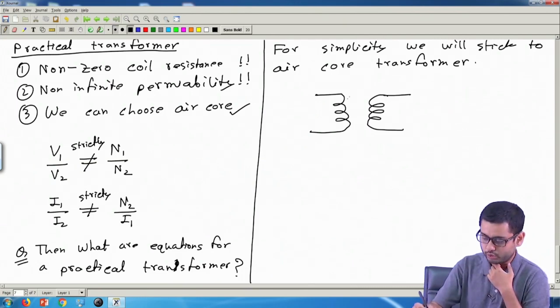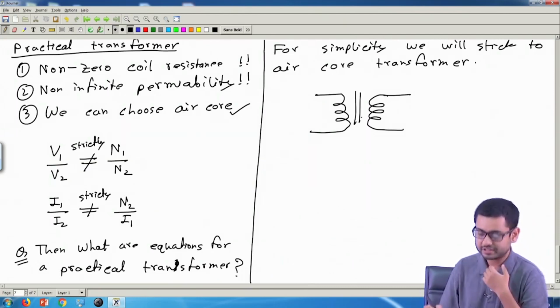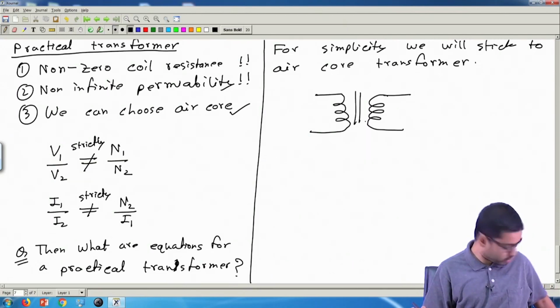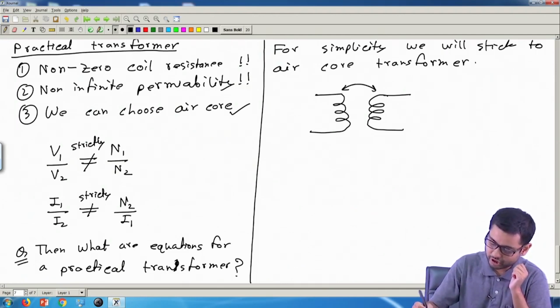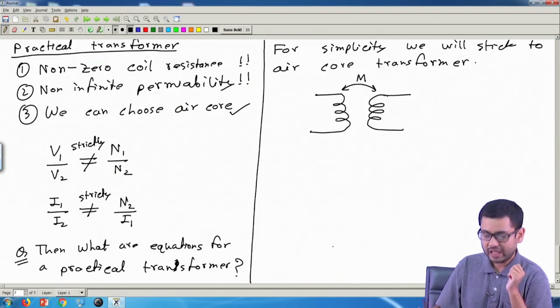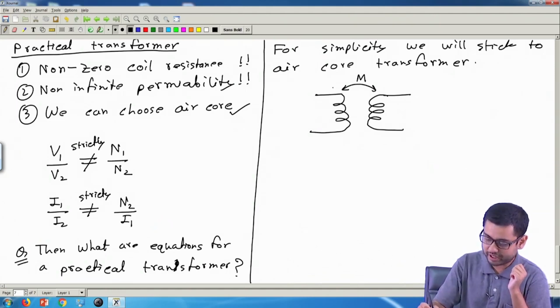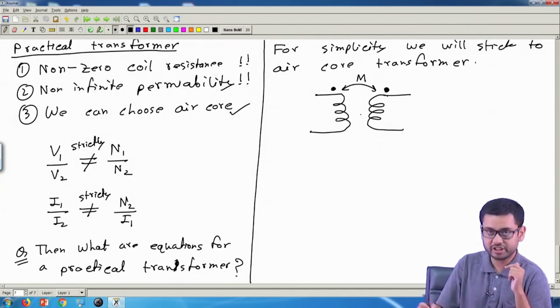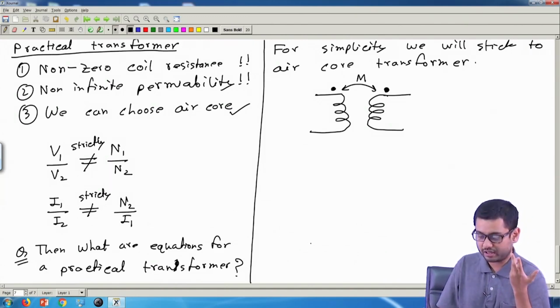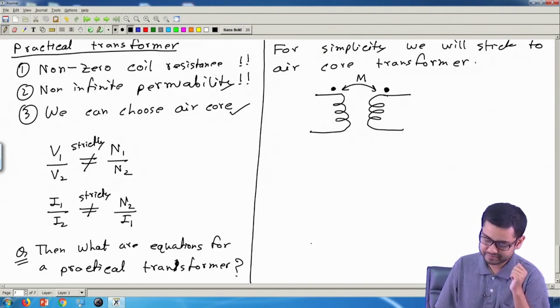Air core, so I cannot draw this. This means iron core, so I cannot draw that. So these two coils will of course have some mutual inductance, call it M. And whenever there is a mutual inductance, I must put some dots to indicate the polarity relationship between the two coils. Otherwise, the diagram is incomplete.